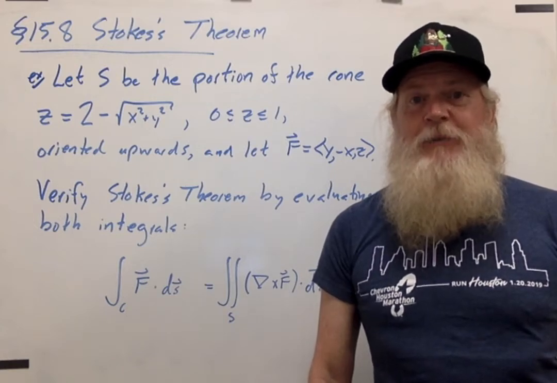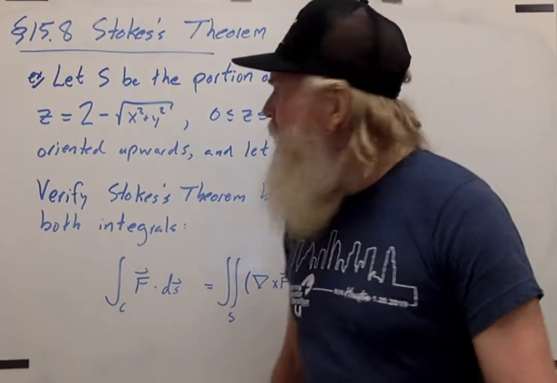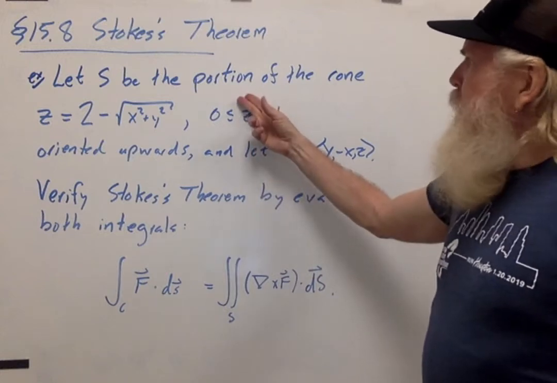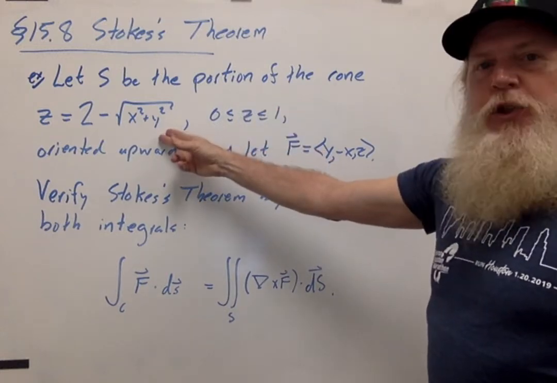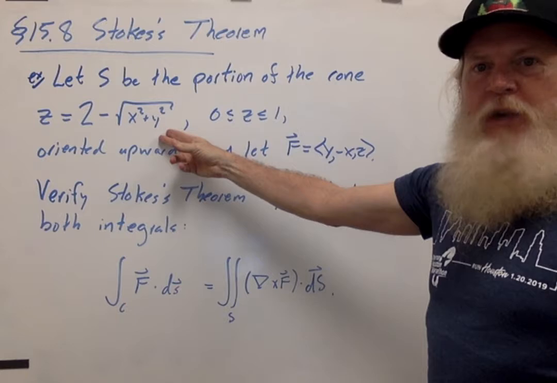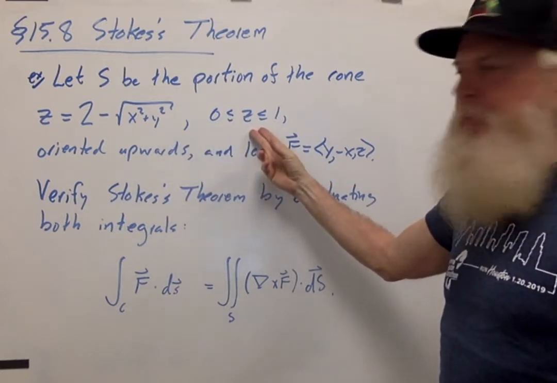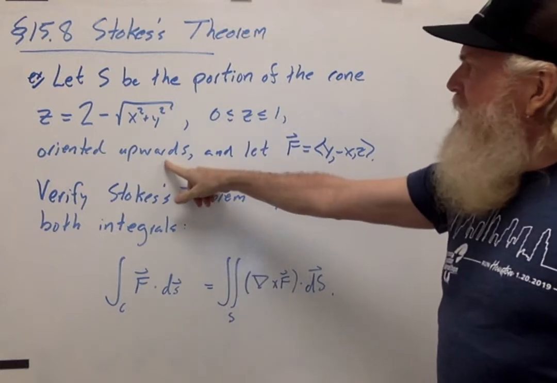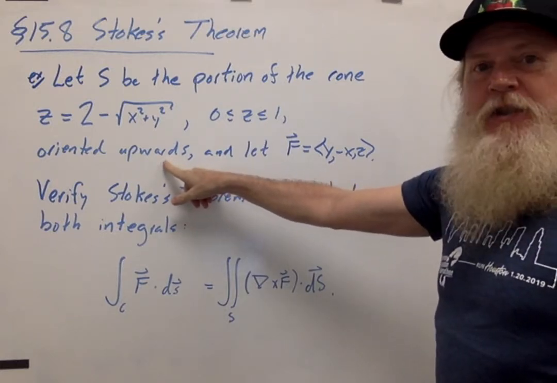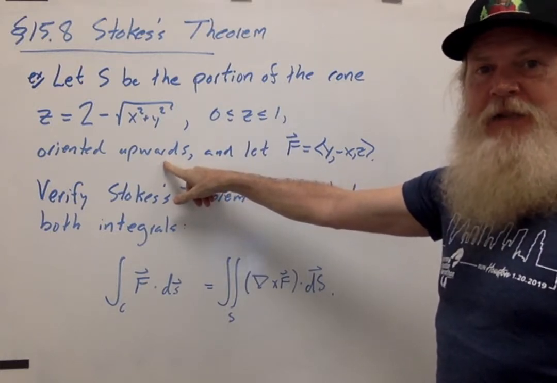Let's look at an example of Stokes' theorem. Let's let S be the portion of the cone z equals 2 minus the square root of x squared plus y squared, where we restrict z to being between 0 and 1. Let's give S the upward orientation, in other words, an orientation that has a positive z coordinate.